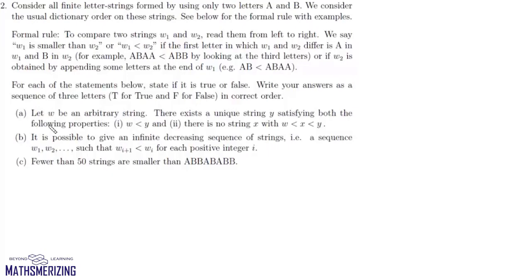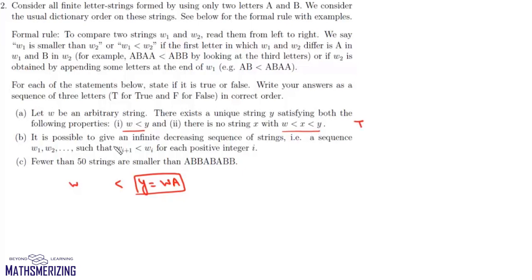Now the first one is, let W be an arbitrary string. There exists a unique string Y satisfying both the following properties. First, W is less than Y, and then there is no string X such that X lies between W and Y. So if you have any string, say W, then we can define the string Y as W and then add one A to it. So if Y is W followed by A, then clearly Y is greater than W, and there cannot be any string X which lies between W and Y. So that means the first one is true.